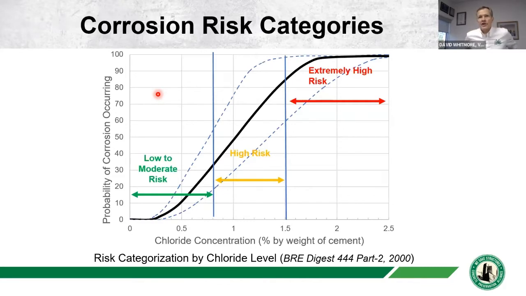I think there's a good rationale for doing it. Not only does it match what's in the literature, but if you go to BRE Digest 444, where they looked at corrosion risk or probability of corrosion as it relates to chloride concentration, we see more or less the same 3 zones developing. You have a low to moderate risk zone, a moderate to high risk zone, and then an extremely high risk zone, and they correlate with different levels of chloride.